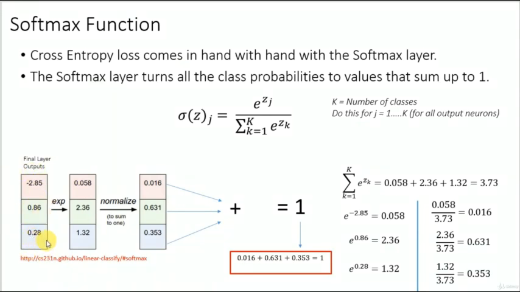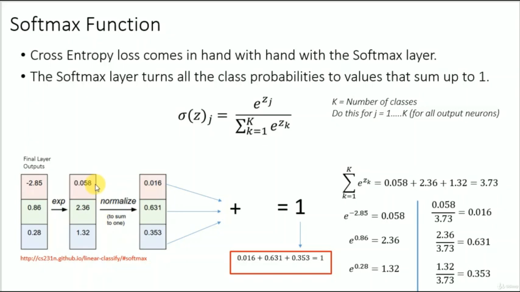Now what we're going to do is we're going to raise each one of them to the exponential. Okay, so e to the power of negative 2.85, e to the power of 0.86, e to the power of 0.28, which is what's written right here. And we get these 3 values, 0.058, 2.36, 1.32. And then what we're going to do is we're going to normalize each value. So we're gonna take the summation of all of these values and then divide each value by this summation. Okay, so the summation of all of these values is what's written here. We're just going to sum them all up, 0.058 plus 2.36 plus 1.32, and we get 3.73.